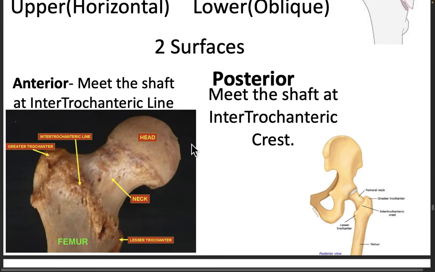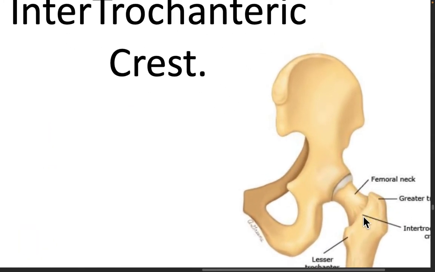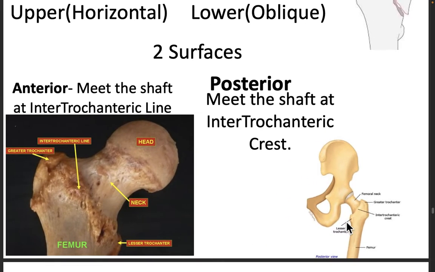So we see the intertrochanteric line on the anterior side and the crest on the posterior side. Why the crest? Because it is a dip-like structure on the posterior side. That's why we are calling it a crest, not simply a line. Intertrochanteric crest on the posterior side, intertrochanteric line on the anterior side. Two surfaces of the neck of femur, the anterior and the posterior, and we have two borders. The upper border is more or less horizontal, and the lower border is more oblique than the upper border of the neck of femur.